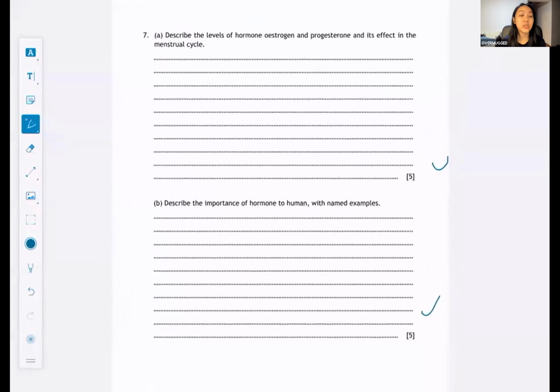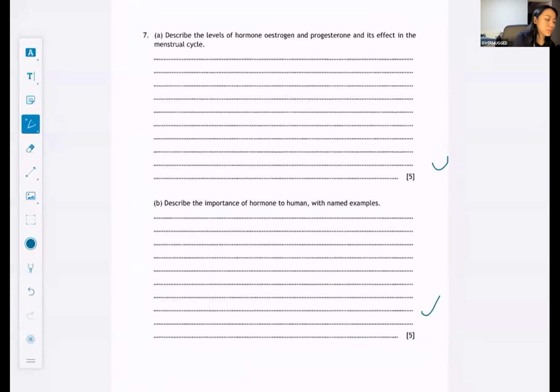Okay, this kind of question is very straightforward, 5 mark. Same thing. Section B just has a longer question, right? In section A, you have your 1 mark, 2 mark, 1 mark, 2 mark. And then when it comes to section B, it will be your 4, 5, 6 mark.